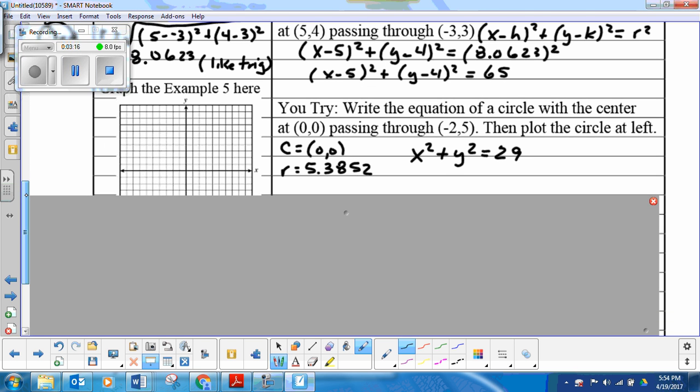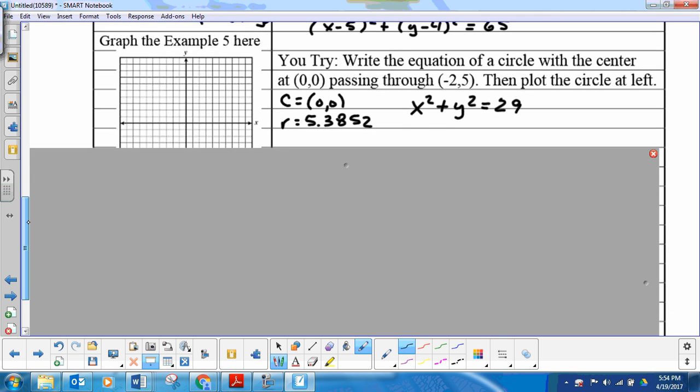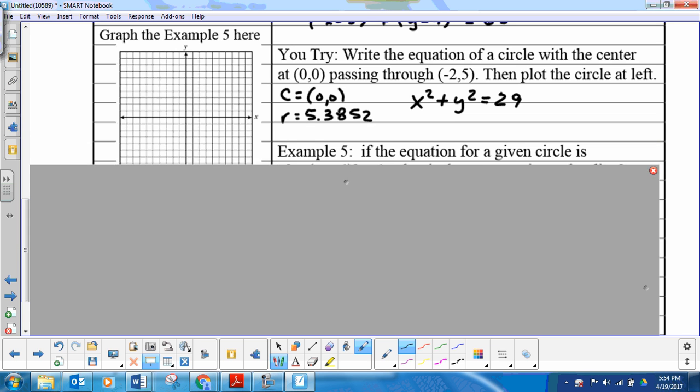All right, let's move on to number 5. I'm going to leave this graph up here. Let me shrink this down a little bit. I'm going to leave this graph up here for us and show us example 5.